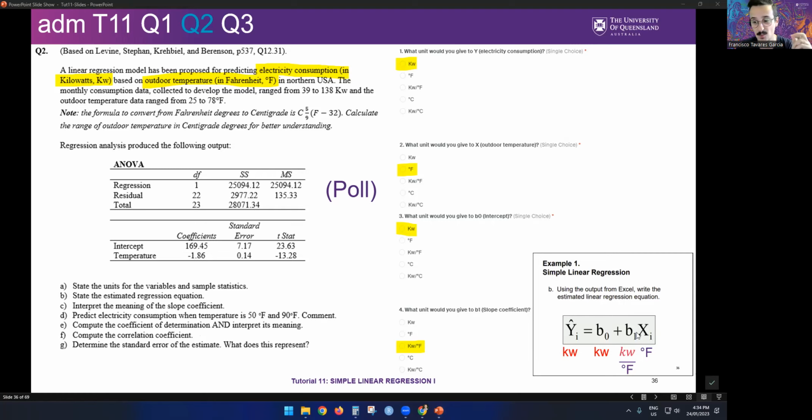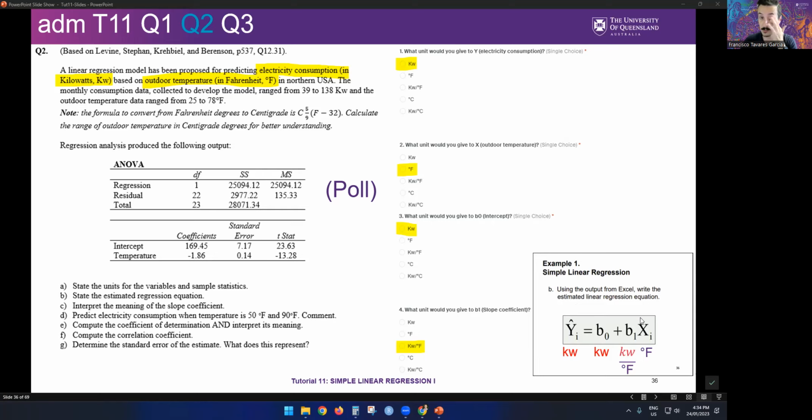Let me see. For the next one, beta 1. Now it's the slope coefficient, and the slope coefficient is the one multiplying our X, our independent variable. So we're getting information in Fahrenheit, but we want this information to end up being kilowatts, which is our Y, right? So how do I fix these units?